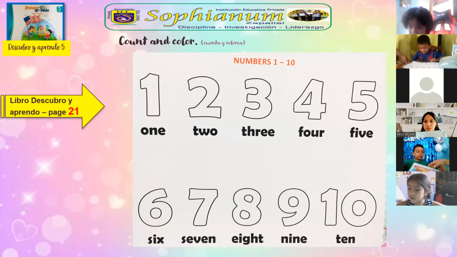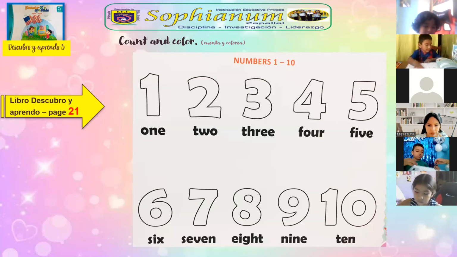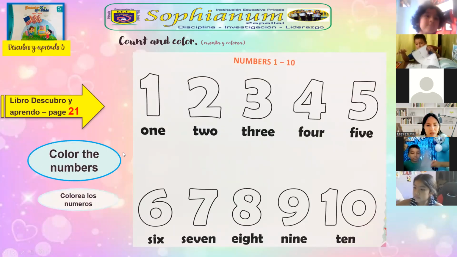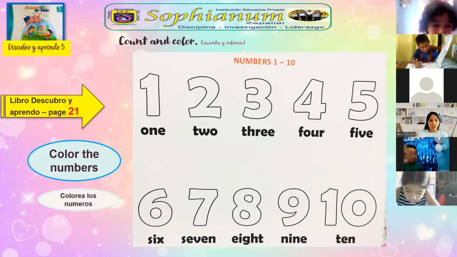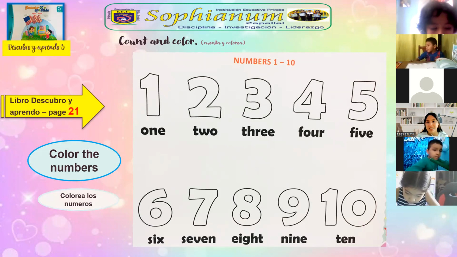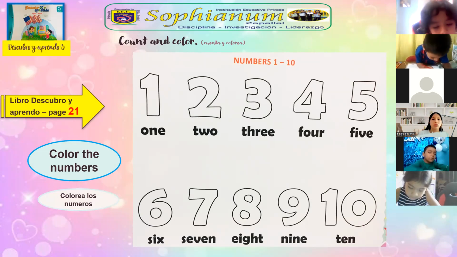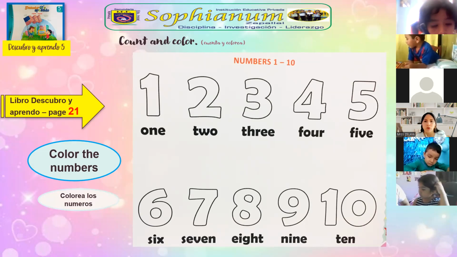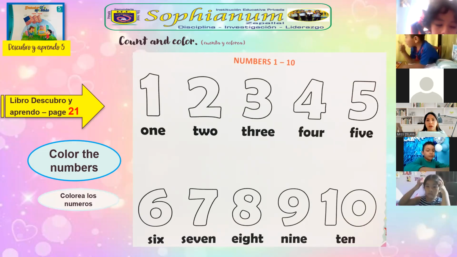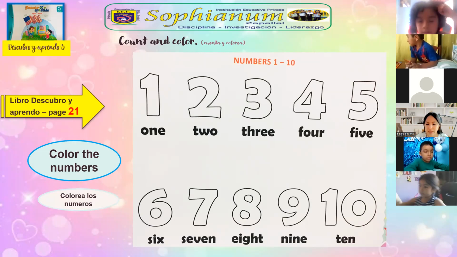Ok, number 21. Aquí lo que ustedes van a hacer, van a tachar, van a hacer una X o pueden circular esta página del libro, porque esta va a ser su tarea el día de hoy. Missy, ¿en qué consiste la tarea? Just color, ¿ok? Solo colorear. Count and color. Cuentas y vas coloreando. This is the homework for today. Esa es la tarea para el día de hoy.